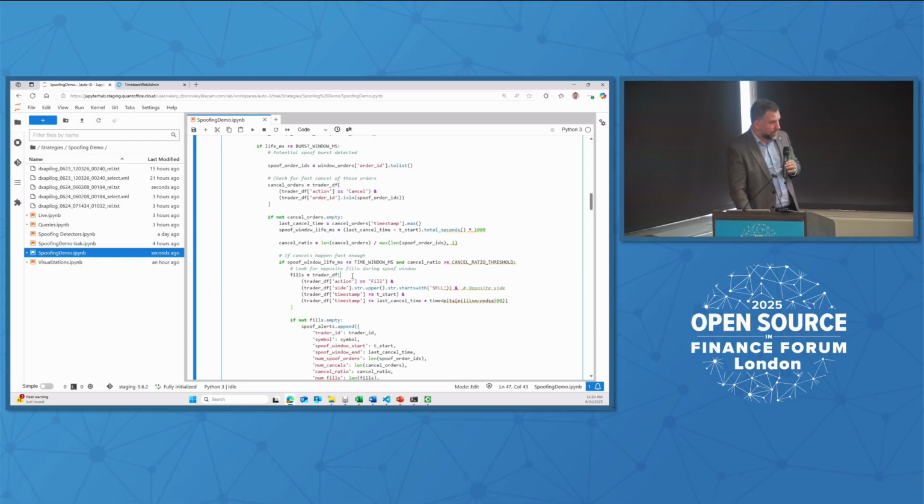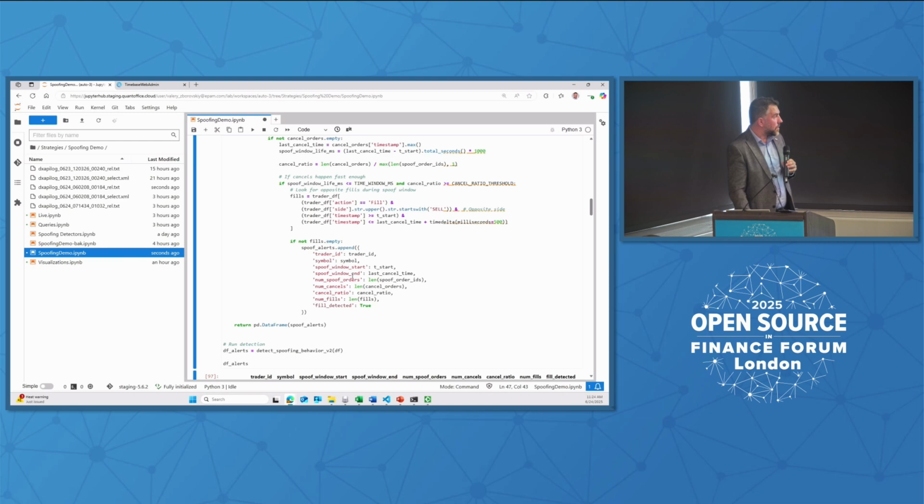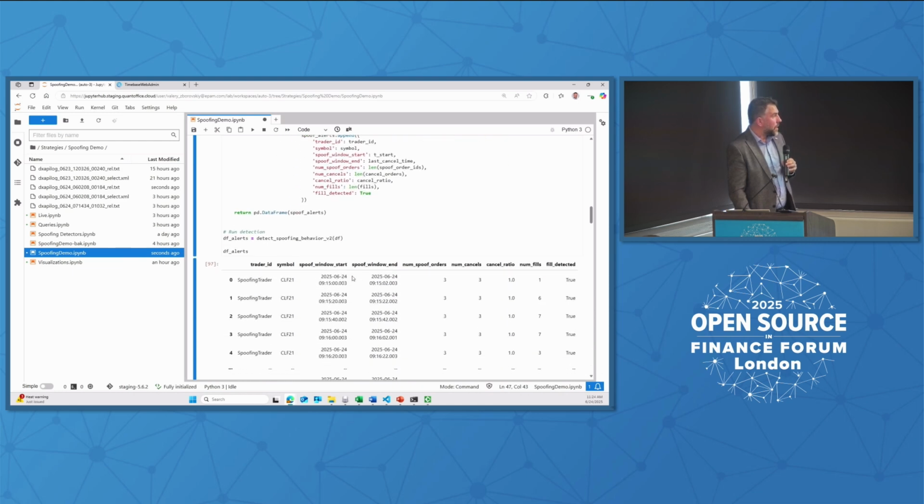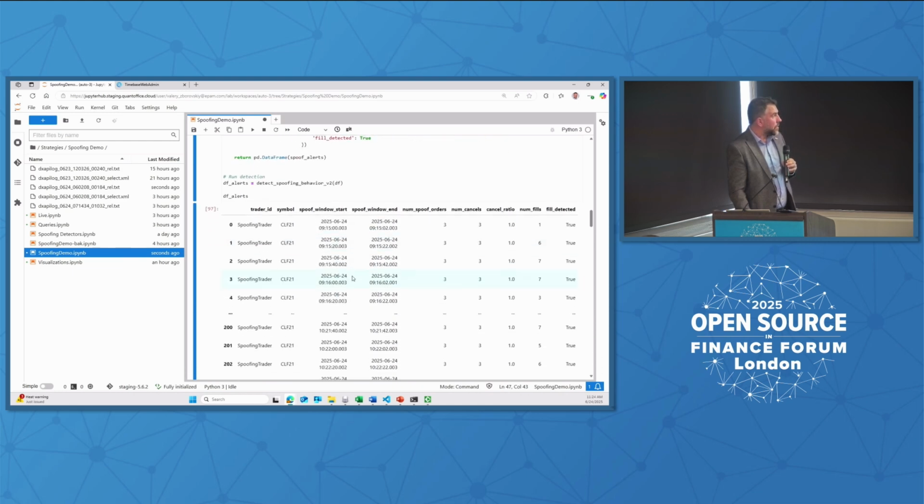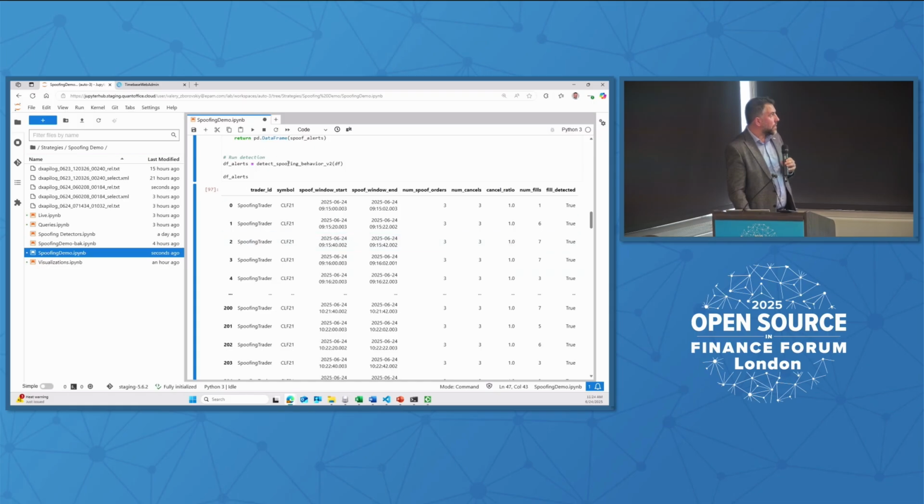So here we have the function that uses the data from the trading history, and we detect basically all these situations. When I run this spoofing detection, we see that every 20 seconds, as we speak, the spoofing behavior was detected, and as we saw, 3 subsequent orders were submitted. The cancel ratio here is 1.